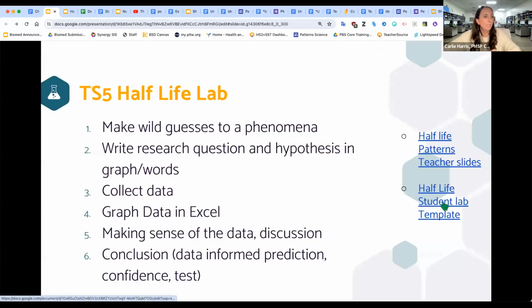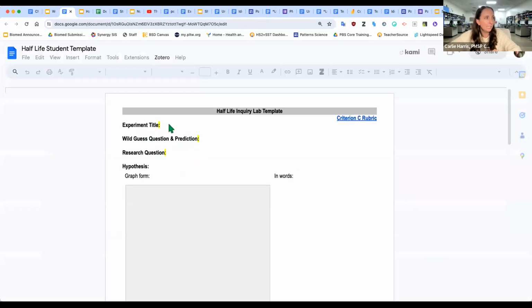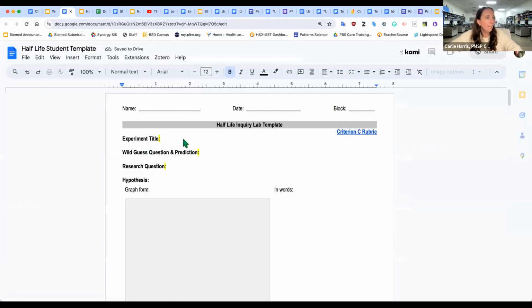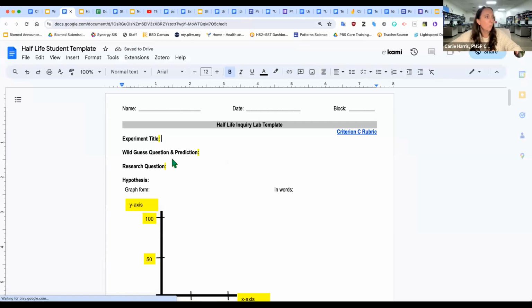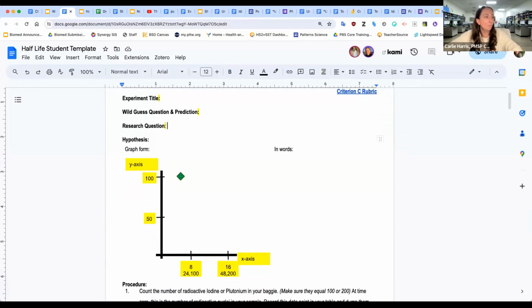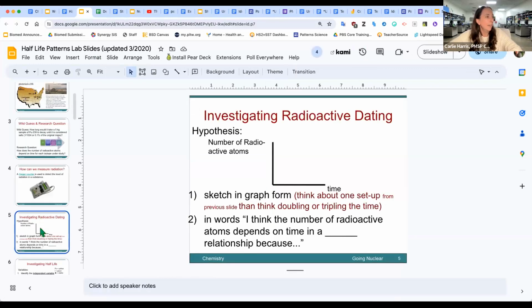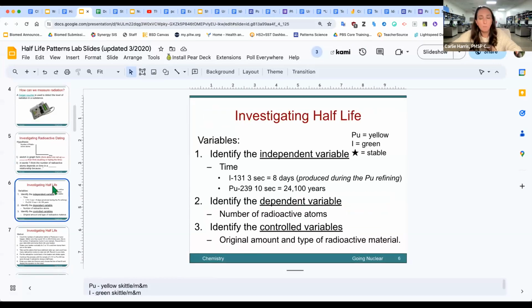At this point now, this is the Half-Life student lab template. So you can see they're putting in their title, their wild guess, their research question, their hypothesis in graph form. So we're kind of helping them with this, right? Still supporting them in this. And then we give them some details about the experimental design.